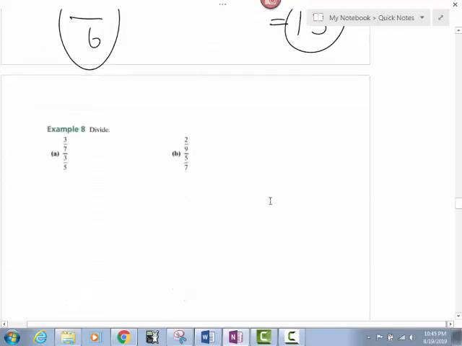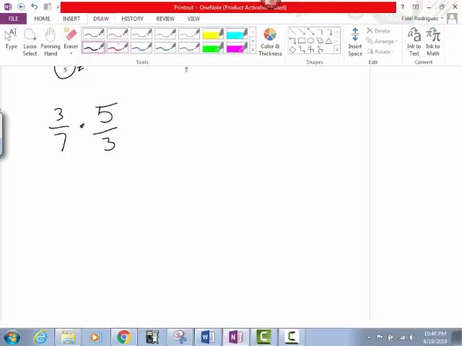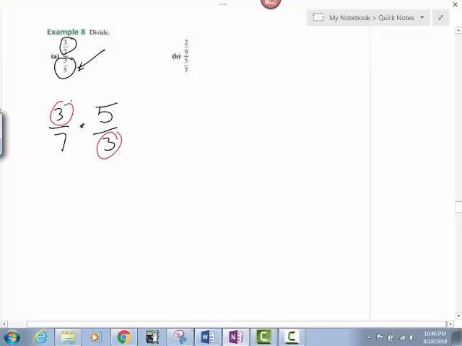All right. Let's take a look at example number 8. So don't freak out when you see them like this. This is my first fraction. This is my second one. So the first fraction is 3 over 7. Remember, we change it to times. We've got to flip the second fraction. That becomes 5 over 3. Now what I'm going to do is go ahead and reduce those 3's. That gives me a 1 over 7 times a 5 over 1. And we end up with 5 over 7.